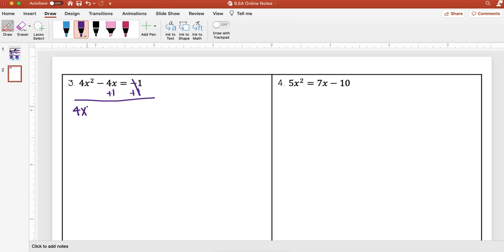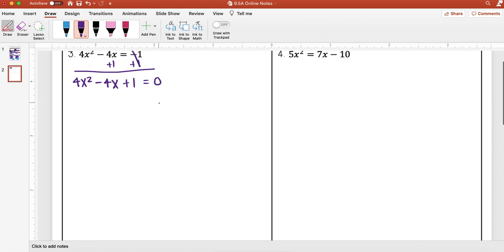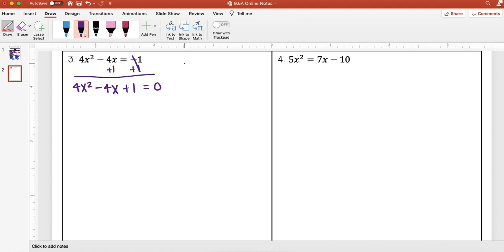And so I get 4x squared minus 4x plus 1 is equal to 0. And I want to go through the same process. So here a is equal to 4, b is equal to negative 4, c is equal to 1. I know that my formula is x equals negative b plus or minus square root of b squared minus 4ac all over 2a.